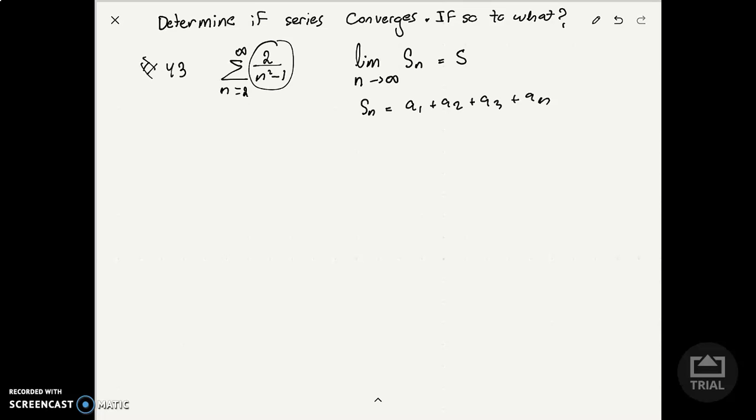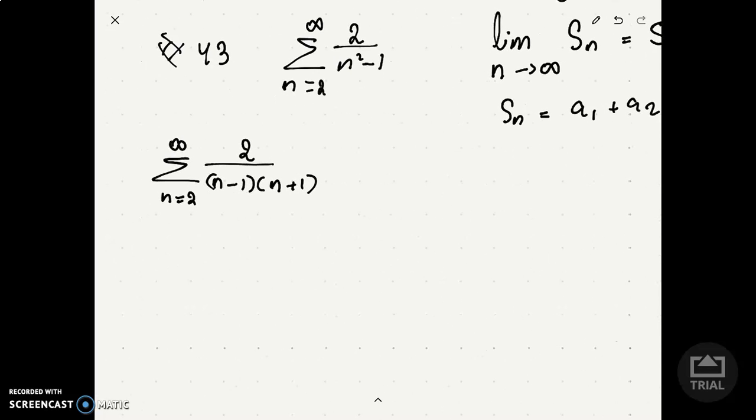When we're using a telescoping sum, the first thing you want to do is break up the denominator into two factors. So in this case, the summation of 2 over n squared minus 1, from n equals 2 to infinity, we see that this is a difference of squares, so we can write that as n minus 1 times n plus 1, and that's the same thing as what we had earlier. Now from there, we want to use partial fraction decomposition to break that up into two different terms, a over n minus 1 plus b over n plus 1.